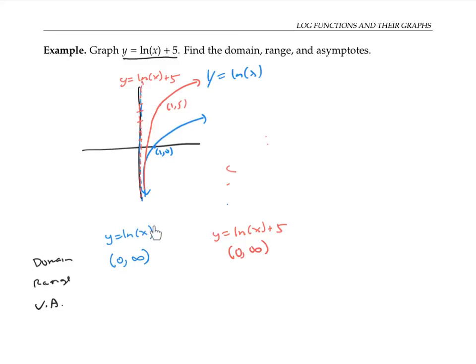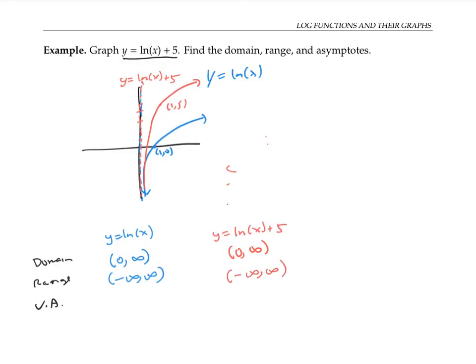Now the range of our original y equals ln x was from negative infinity to infinity. Shifting up by 5 does affect the y values, and the range is talking about the y values, but since the original range was all real numbers, if you add 5 to the set of all real numbers, you still get the set of all real numbers. So in this case, the range doesn't change either.